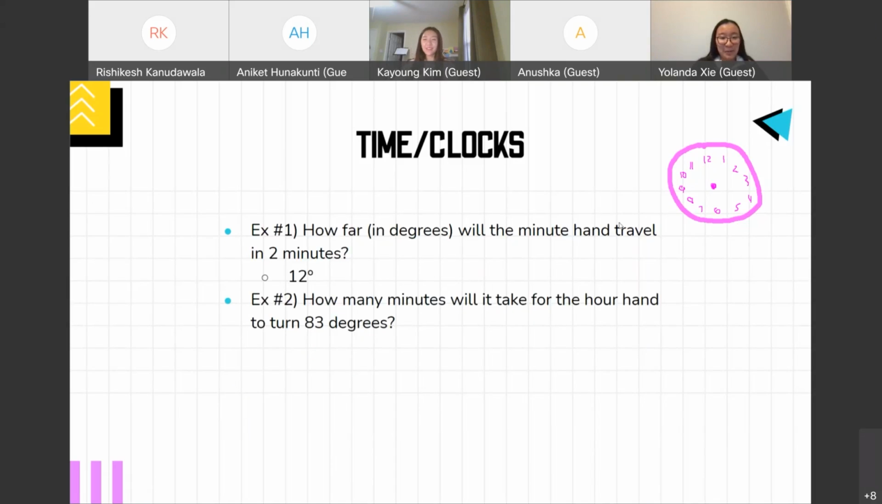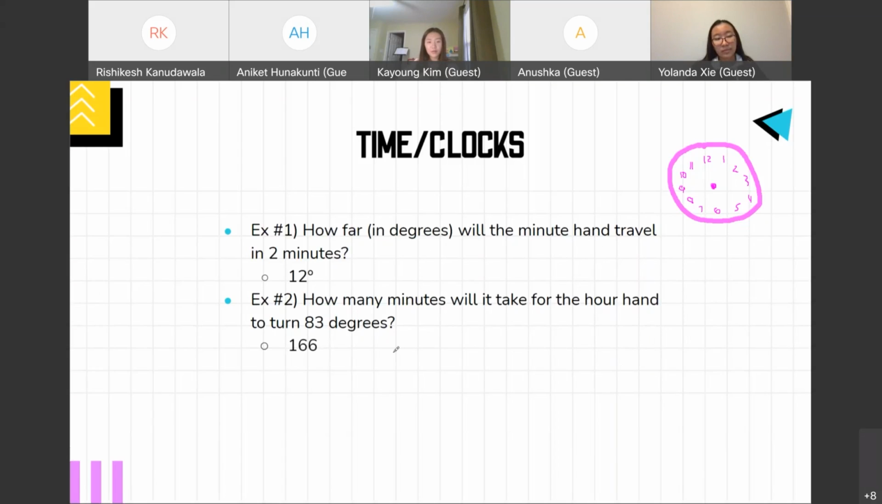Okay, so how many minutes will it take for the hour hand to turn 83 degrees? Well, this time we need to find the time instead of the degrees, right? So we're going to find the ratio that relates minutes and the hour hand. Can somebody tell me in the chat which one of those 6 equations has the minute and the hour hand in it? Yeah. So 1 minute equals 0.5 degrees on the hour hand. That's the one that we're going to use.